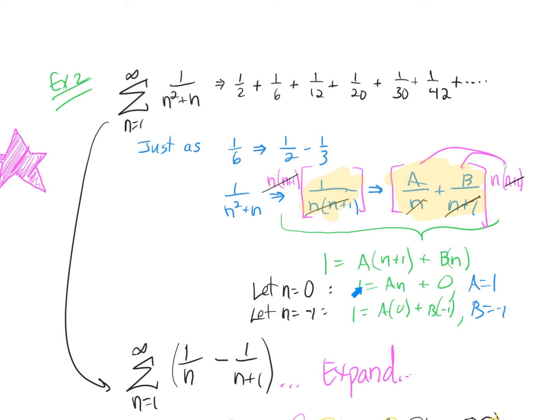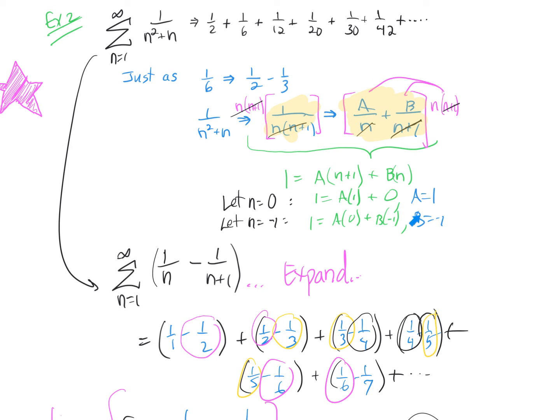So if we let n equal 0, then B times 0 is 0. 0 plus 1 is just 1. So A times 1 is just A, and A plus 0 is equal to 1. A is 1. If we let n equal -1 in this equation, then we have 1 equals A times -1 plus 1, which is 0, plus B times -1. Or just negative B is 1, so B is -1. All right, so we know what A and B are, so we can rewrite this expression as the A value over n plus the B value over n plus 1.